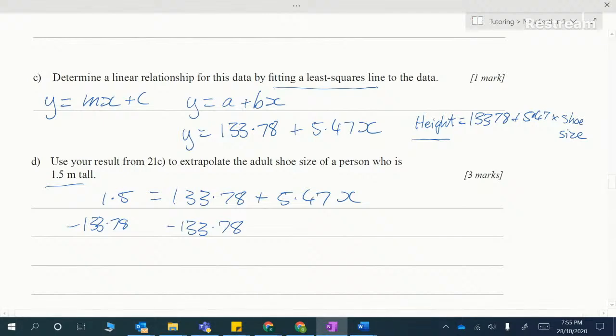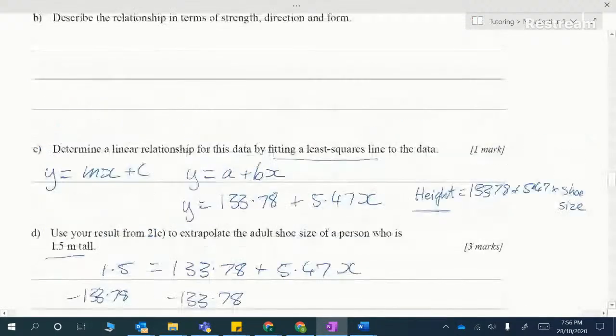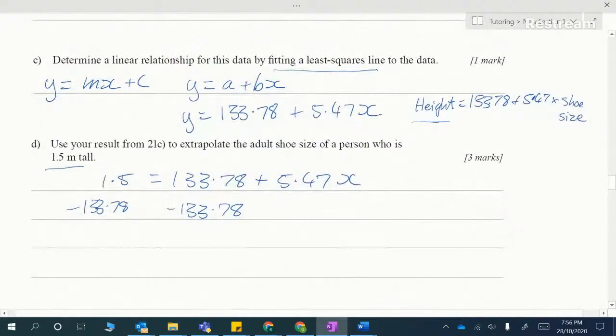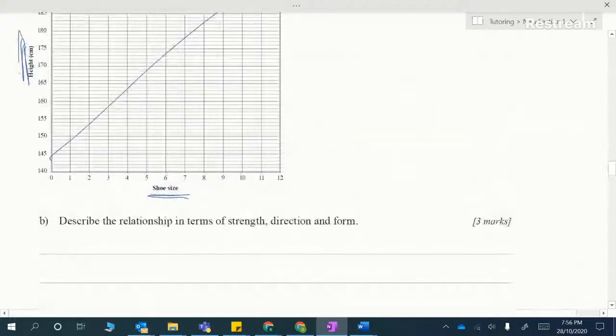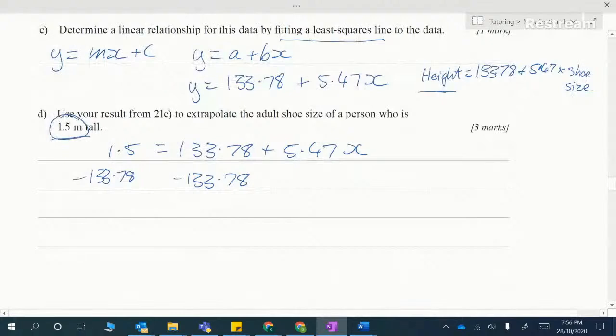Wait, is that going to end up as a negative number? Hang on, I'm just checking that. Get my notebook out. Oh, I know what I've done wrong. Okay, got it. They're tricky. Centimeters, and that's meters. So let's fix that real quick. There we go. Now we're back on track.